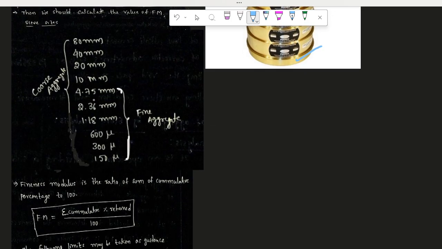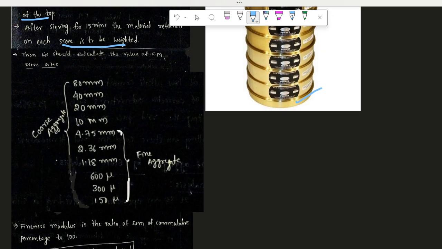See here, the types of sieves, a set of sieves. Below 4.75 mm is fine aggregate, above 4.75 mm is coarse aggregate. 2.36 mm, 1.18 mm, 600 microns, 300 microns, 150 microns: these are all fine aggregates. 10 mm, 20 mm, 40 mm, 80 mm: these are the coarse aggregates.